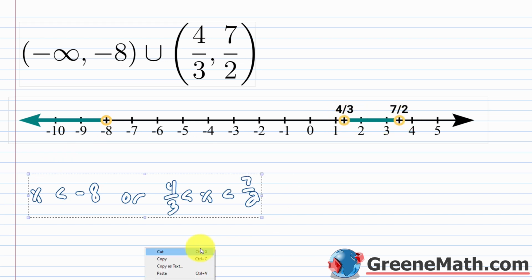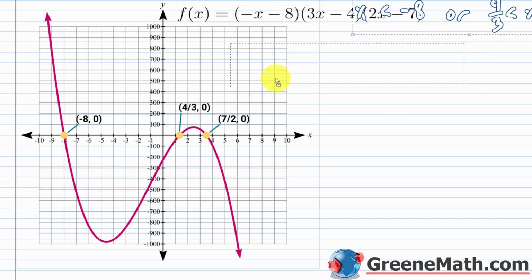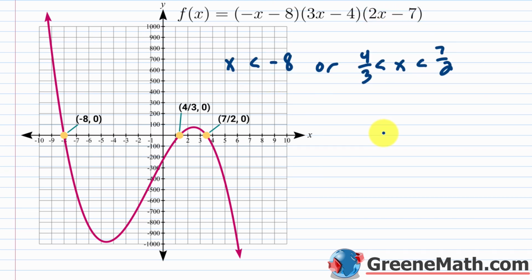Let me grab this and paste this in. Again, just verifying this with the graph. We're wanting to know where this guy right here, where is it greater than 0? So what are the x values for which the y values or the function values are greater than 0? So looking at this graphically, where am I above the x-axis? Well, it's going to be right here, again, where x is less than -8. And then it's going to be right here, again, where x is between 4/3 and 7/2.